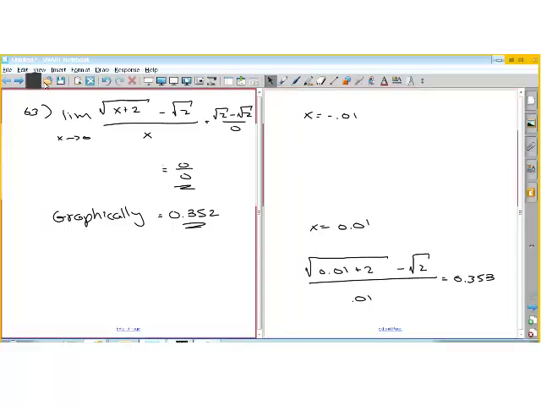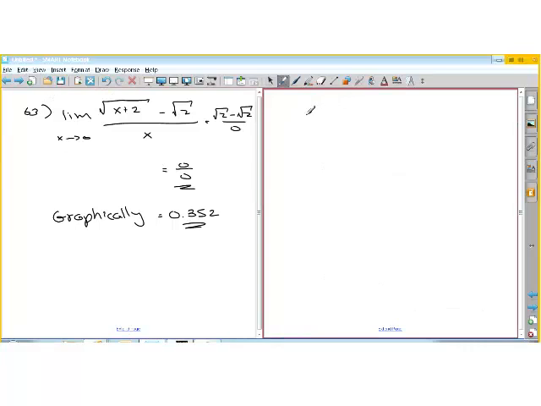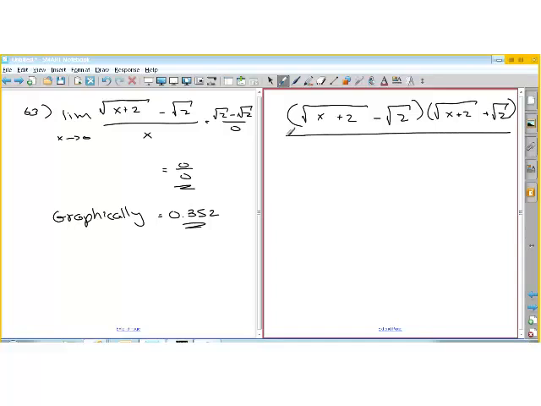So what I'm going to do is add a page in here, and we use rationalization. So I'm going to just do the function by itself, and then I'll apply the limit. So we multiply by the square root of x plus 2 plus the square root of 2, all divided by the same thing. So this is my original function, and then I have this term that I have common to both the numerator and the denominator. Anyway, so we don't cancel those out because we just stuck them in there. And then you multiply it out.